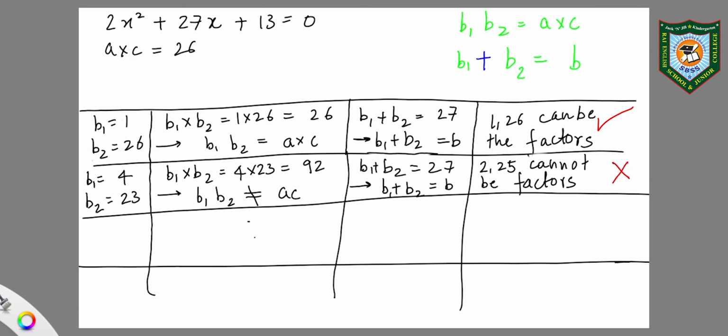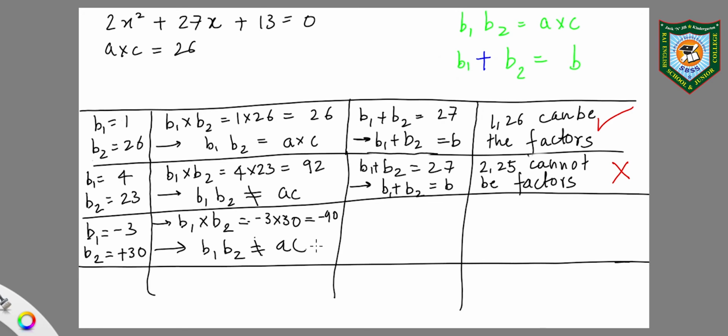Now we'll see another set of solution. Let's say b1 is equal to minus 3. That implies b2 is equal to plus 30. So when I multiply b1 times b2, this is equal to minus 3 into 30, which is equal to minus 90. And this implies that b1 b2 is again not equal to AC.